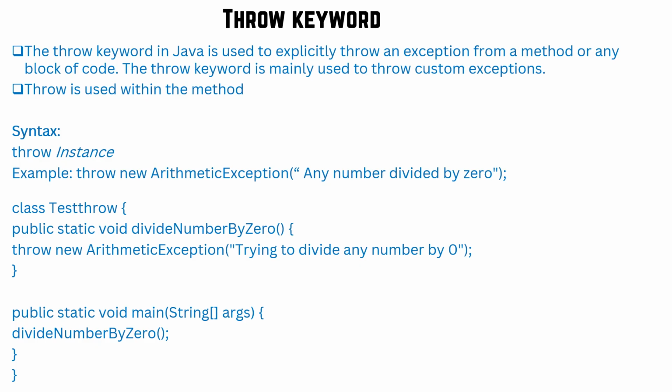And the throw keyword is primarily used when you want to define custom exceptions. With the help of the throw keyword, a user can create custom exceptions, and they can call it based on the requirement. And throw is used within a method only.